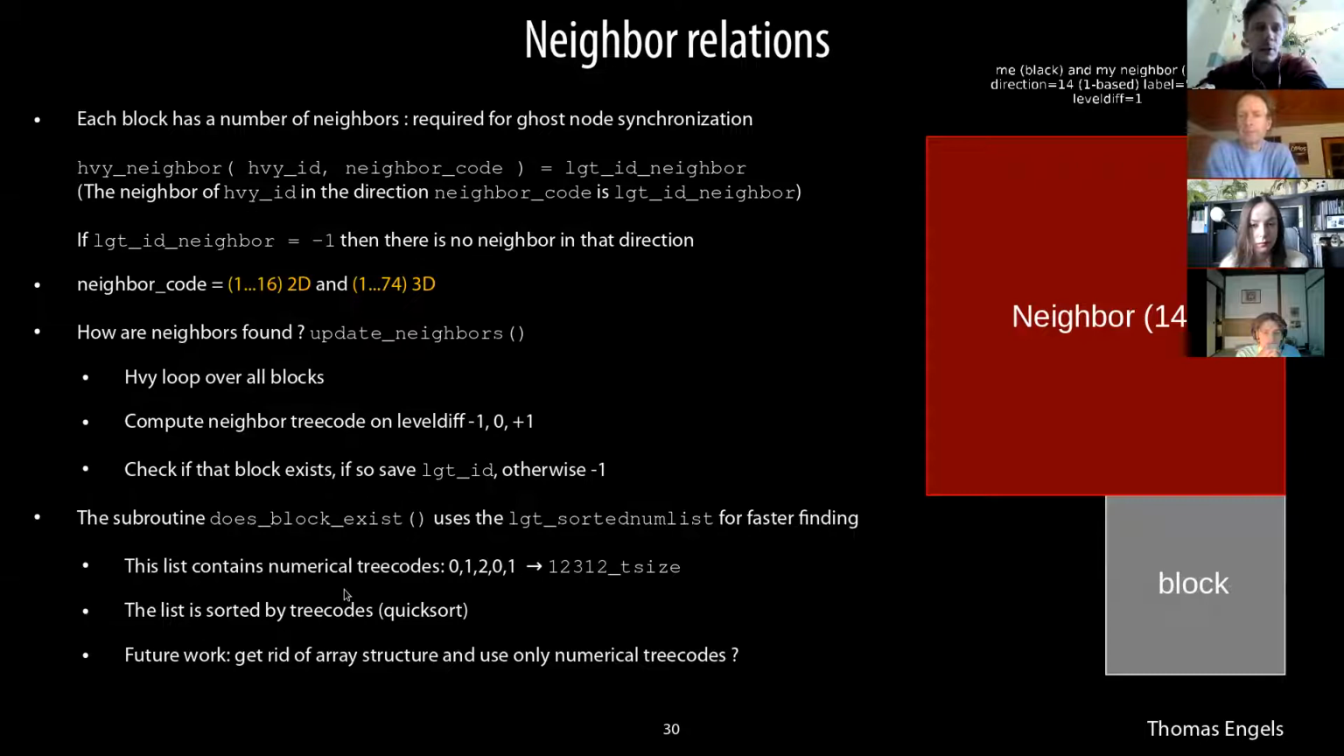So it's yet another list, and it just contains these numerical tree codes and their light IDs. If you're looking for a specific block, this is the way to go. And this is very fast actually. In the future work, we should actually get rid of the array structure, so of this list here, and use only numerical tree codes. But as I said, this is, well, if ever we have time.